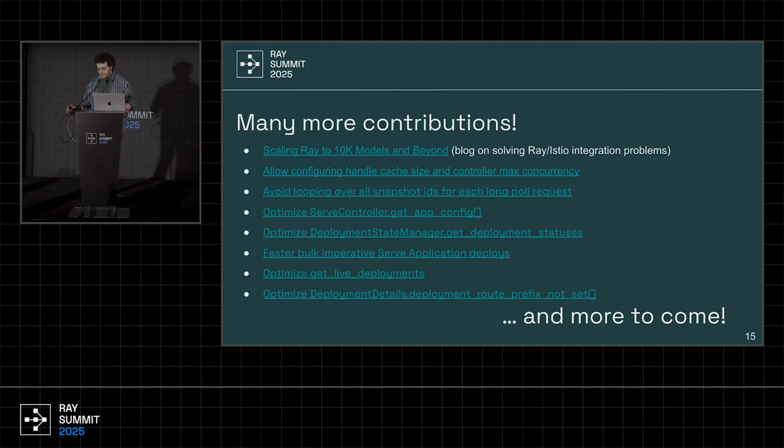There's also, I would be remiss not to mention, one big one here, which is the one at the top: we wrote a blog on solving some interesting problems we had with making sure that Ray and Istio play nice with each other. The way that Ray handles ports and the way that Istio thinks about ports are kind of weird. So if you're having problems getting Ray and Istio working together, take a look at that blog post.